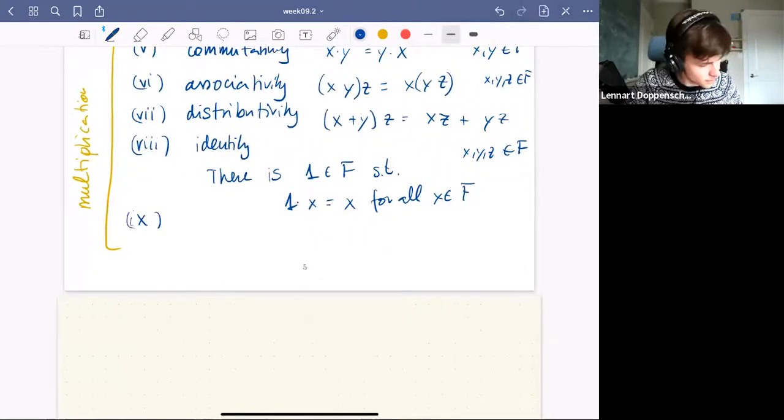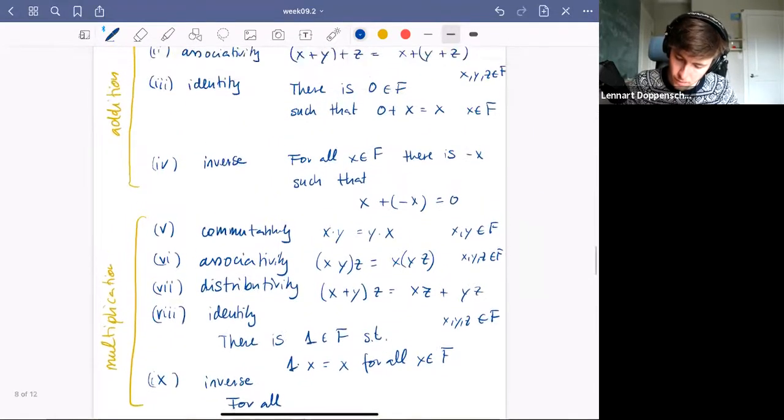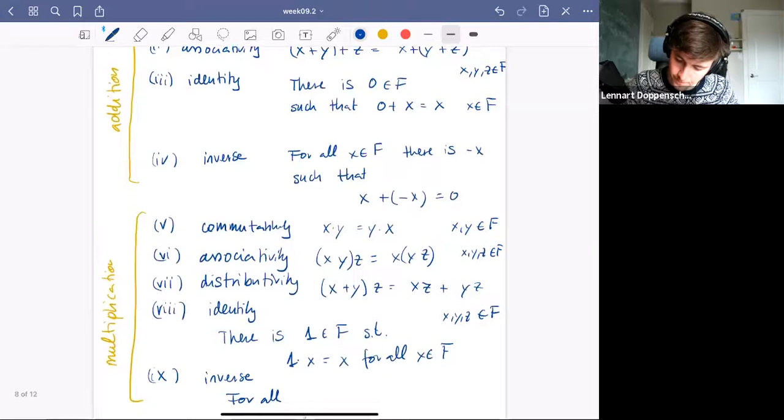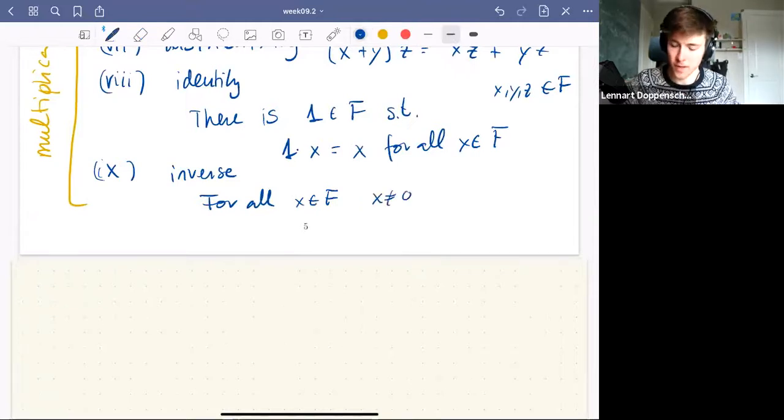Number 9 is now interesting. The inverse of an addition has to exist for every single element in the field, but the inverse for multiplication only has to exist for non-zero elements. So we exclude 0 from this condition.